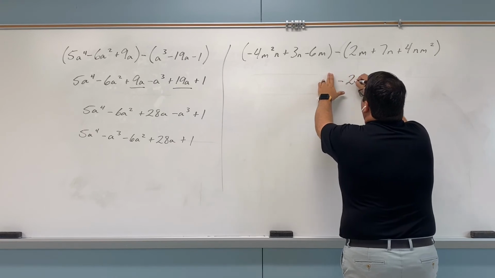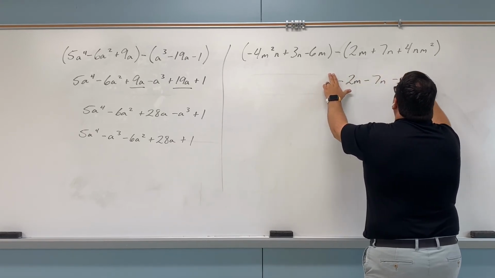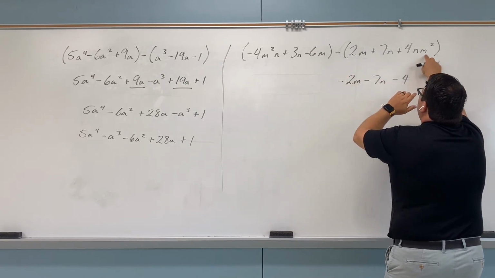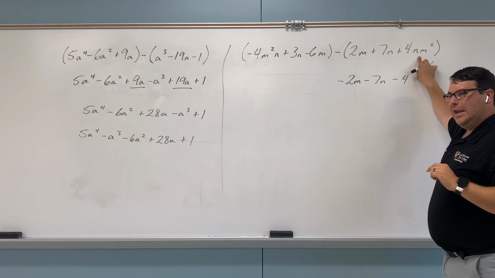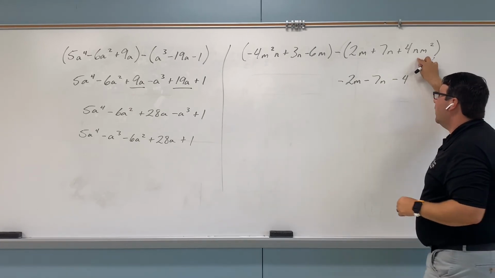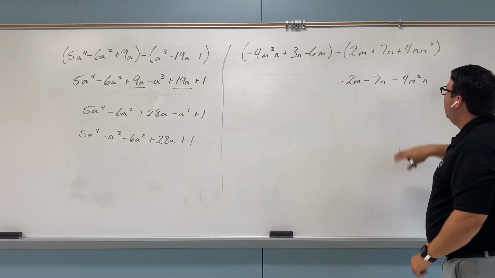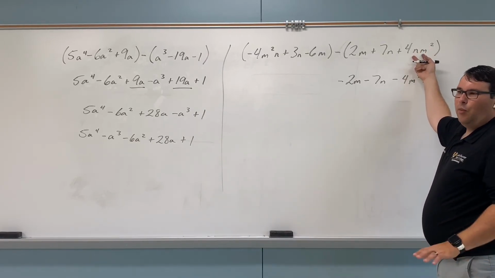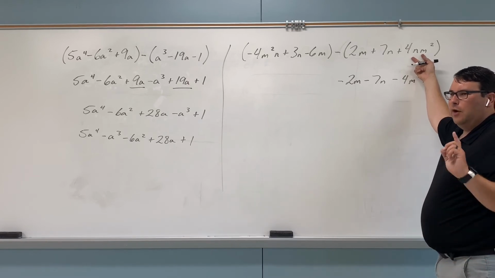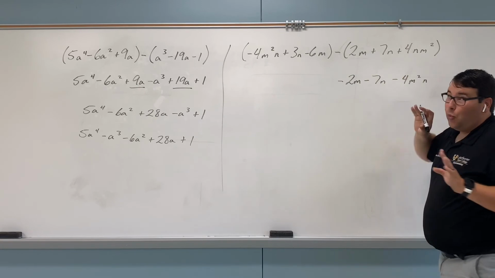That is a negative 2m minus 7n minus 4nm squared. M comes before n in the alphabet. Let's rearrange that. M squared n. So I just rearranged those two variables because I want them in alphabetical order. Very important. You'll see why in a moment. I got my sign changes out of the way.